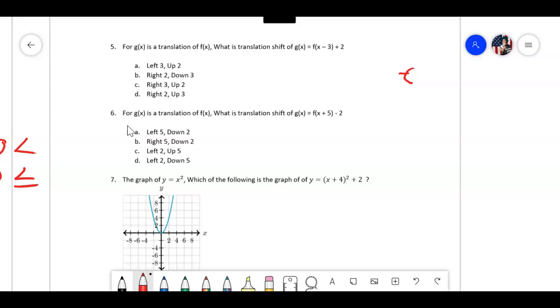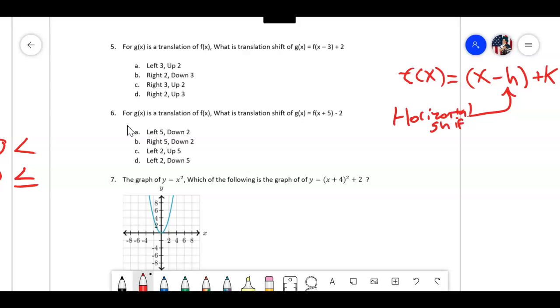so how do I write this? f of x equals, okay, so remember, inside the parentheses is horizontal shift, and insiders lie.